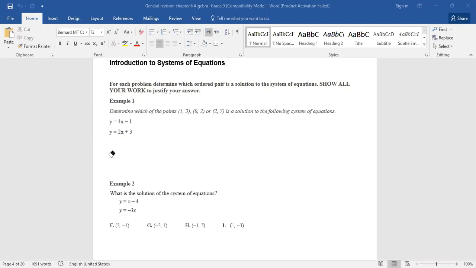Abdurrahman Abu Talib. Yes, miss. Could you please answer this question, honey? Y equal 4x minus 1 and y equal 2x plus 3. Could you please tell me how we can solve this question? Abdurrahman, where are you?